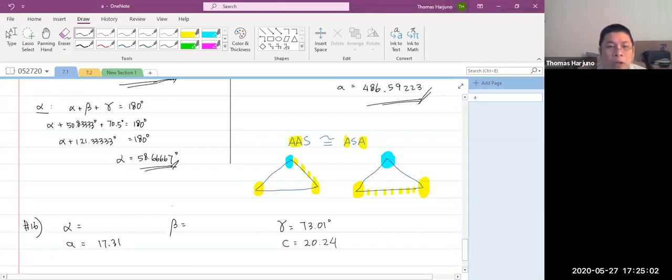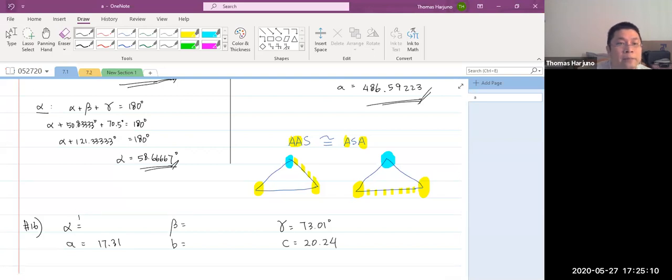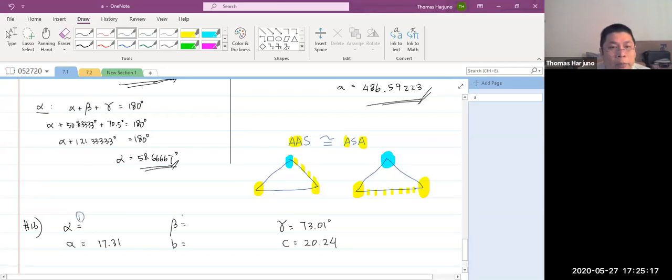Now, of course, what we can do here first is to find angle alpha. That's our first step. After we get angle alpha, we will find angle beta and then side B.